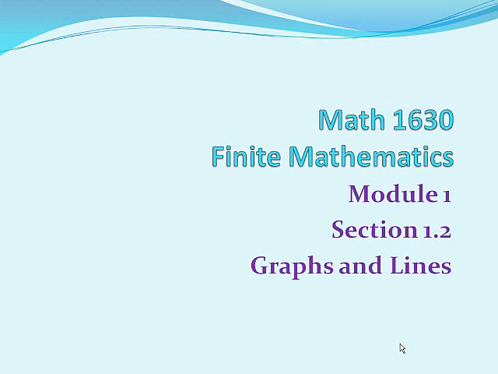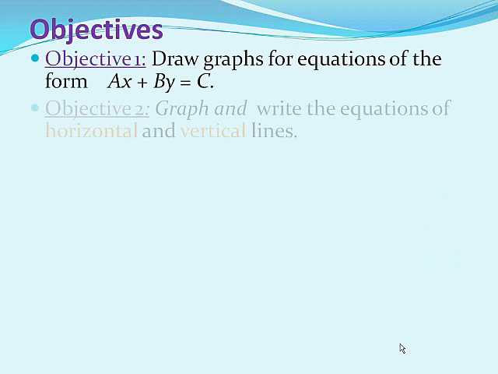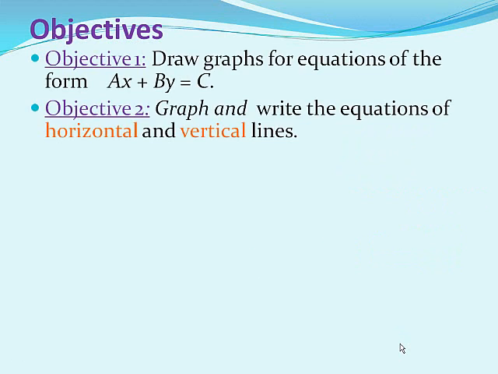Module 1, Section 1.2, Graphs and Lines. Objectives. Objective 1. Draw graphs for equations of the form ax plus by equal to c. Objective 2. Graph and write equations of horizontal and vertical lines.